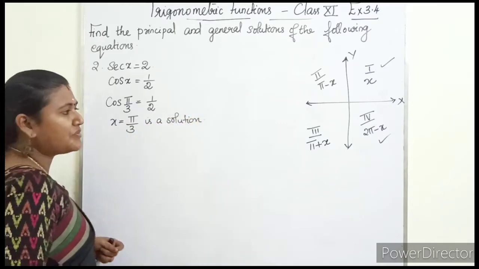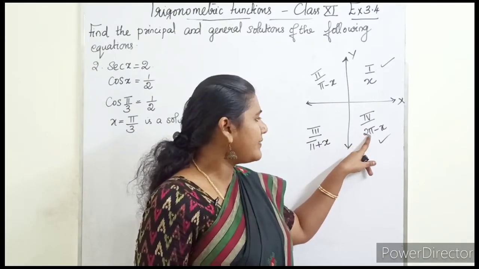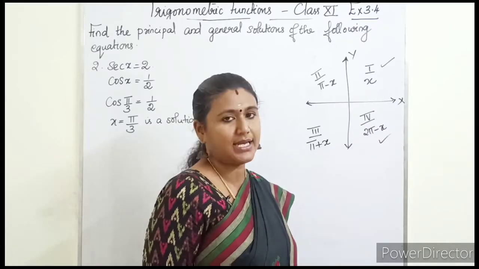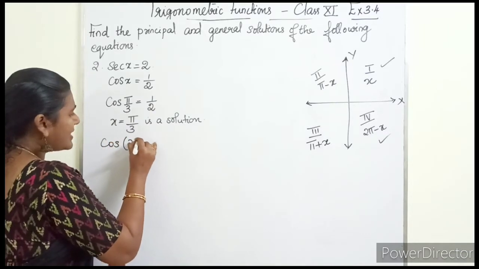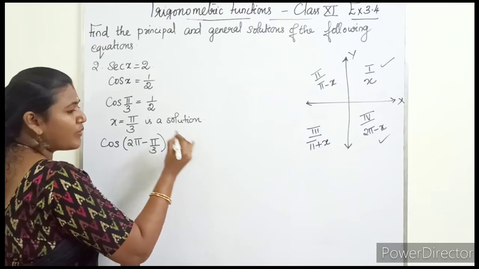Now you have to find the angle in the fourth quadrant. In the fourth quadrant we can use this formula for finding the angle, that is 2 pi minus x. So cos of 2 pi minus pi by 3 is also equal to 1 by 2 only.